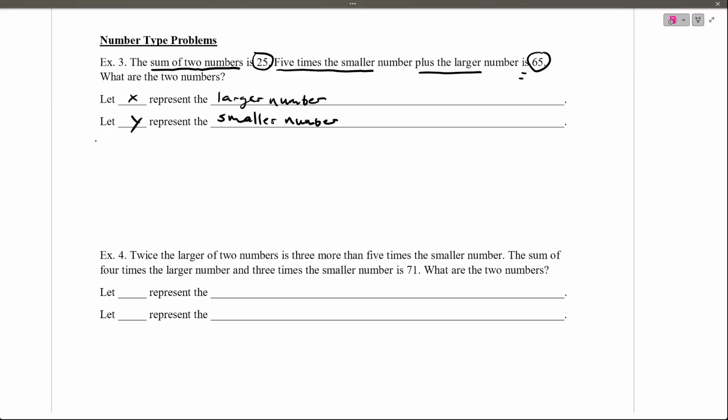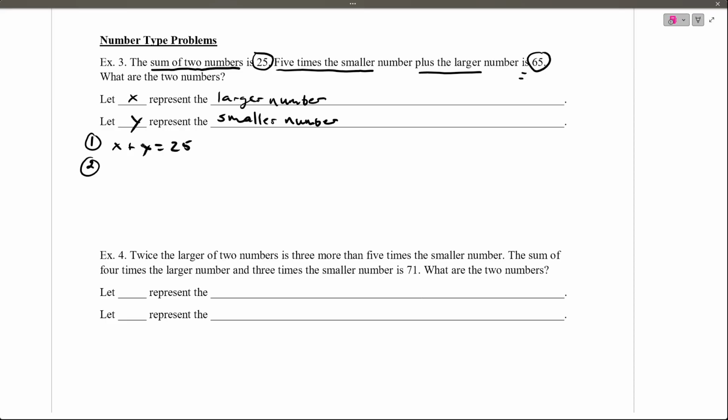Okay, so now we need to create equations. Let's look what we have. The sum of two numbers is 25. Oh, so we just add them up and we get 25. Excellent, that's a nice and easy one. X plus y is equal to 25. We need another equation.